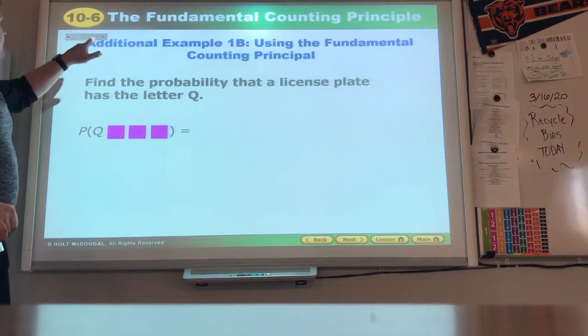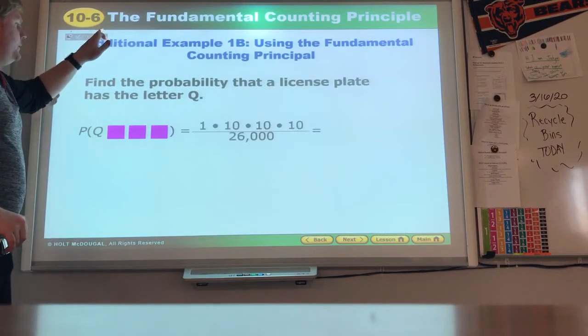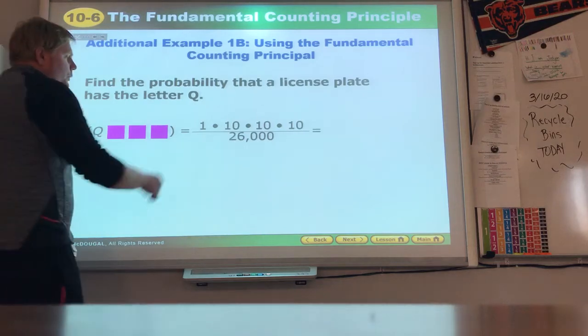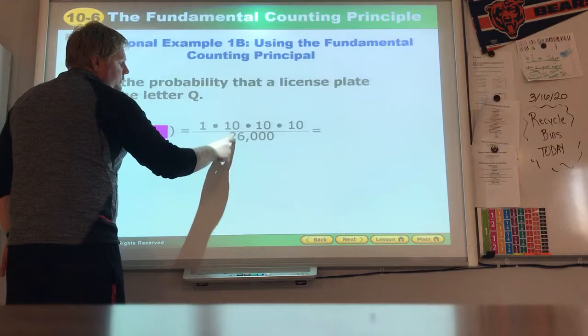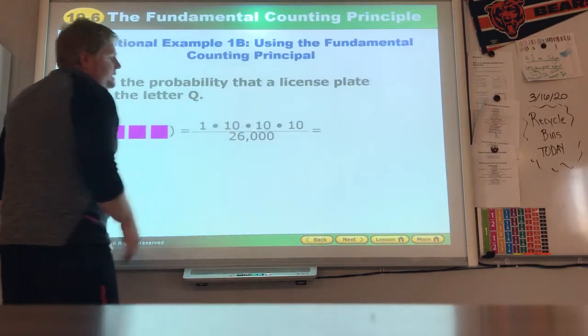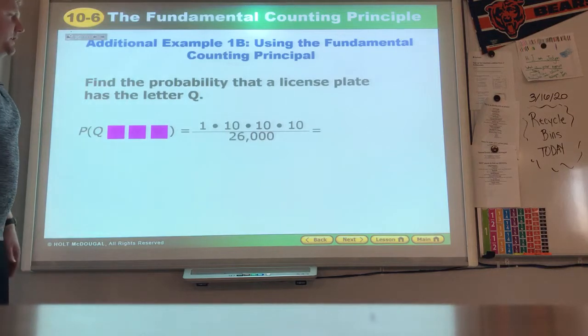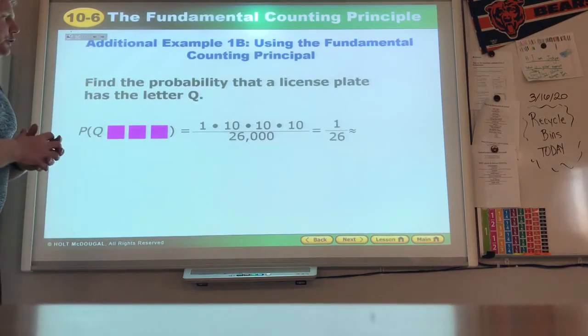All right, probability of Q and 3 numbers. There's 1 over 26, 10 over 10, 10 over 10, 10 over 10. We already knew that was 26,000, so that's what they did. When they multiply it out, it's approximately 1 over 26 because they reduced already.